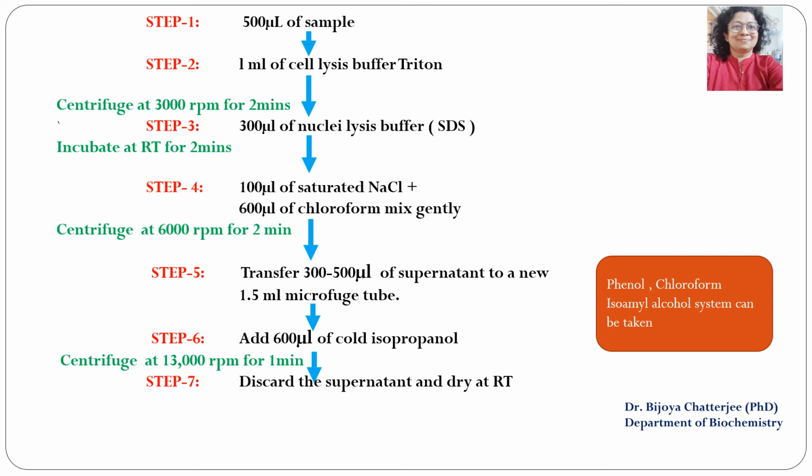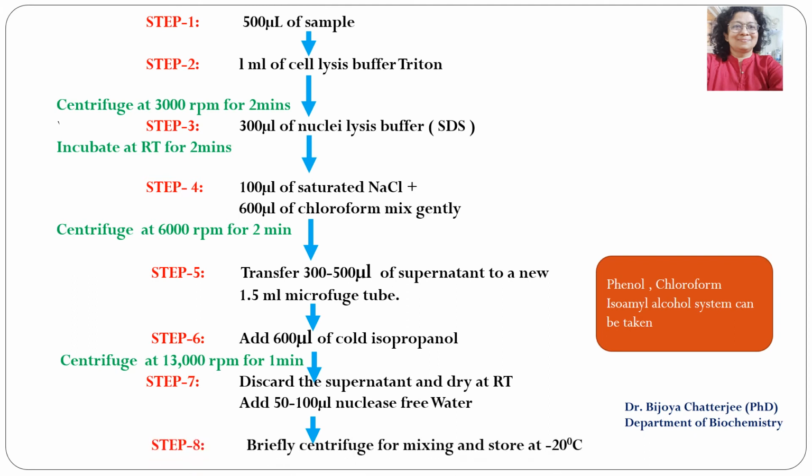Now, in step 7, we discard the supernatant. Whatever cell debris is left, we allow it to dry at room temperature. This pellet will consist of the DNA. To this, we add 50 to 100 microliter of nuclease free water so that no RNases or DNases are present which can denature or cleave the DNA. Then in step 8 we briefly vortex it and mix it, and then store it at minus 20 degrees until it is used for further applications.